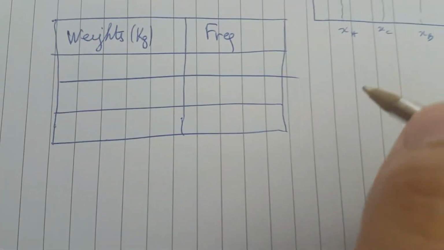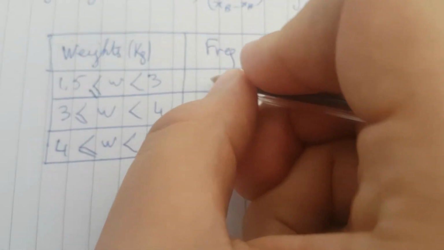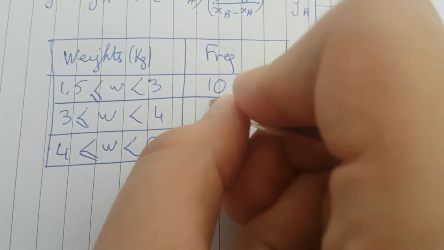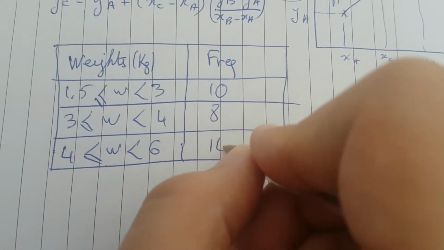Okay, so let's take just 3 intervals: between 1 and 1.5 kilograms, between 3 kilograms and 4, and between 4 and 6. The frequency here is 10, this one is 8 for example, and let's say this one is 14.